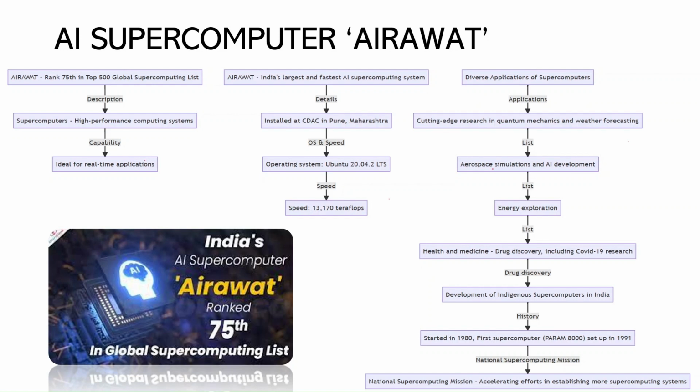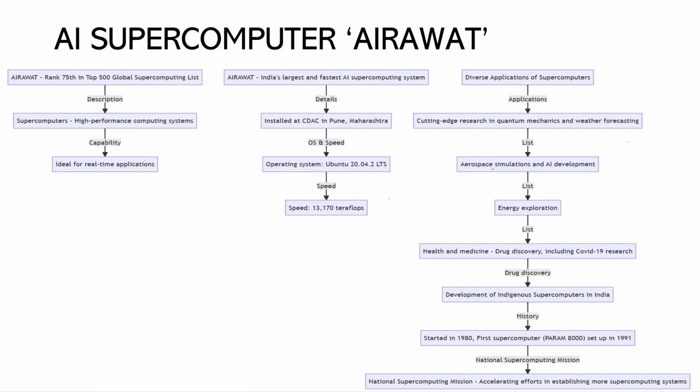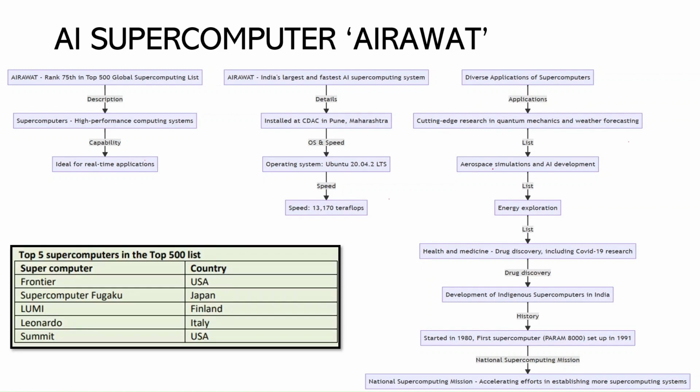Now, let's take a look at the top 5 supercomputers in the world, right? Frontier from the USA, Fugaku from Japan, Lumi from Finland, Leonardo from Italy, and Summit from the USA secured the top 5 spots in the TOP500 list. These supercomputers also have a wide range of applications, from cutting-edge research in quantum mechanics and weather forecasting to aerospace simulation to AI development like ChatGPT. They play a very crucial role.